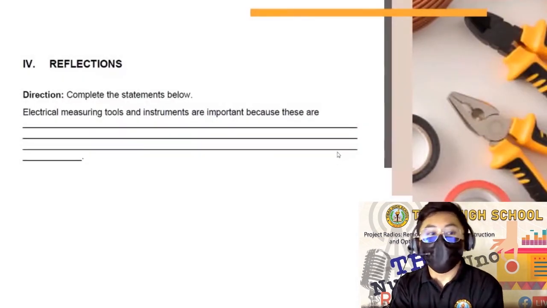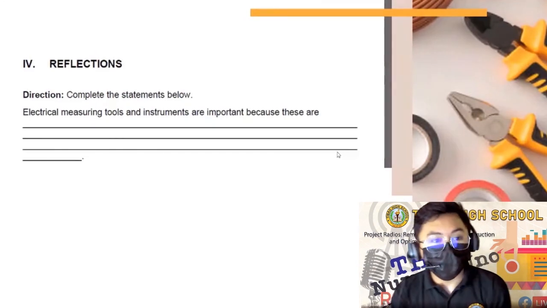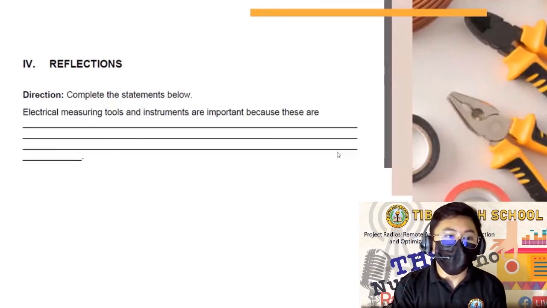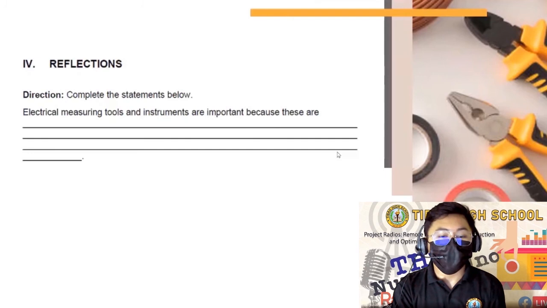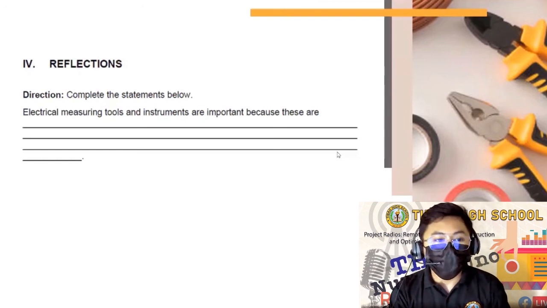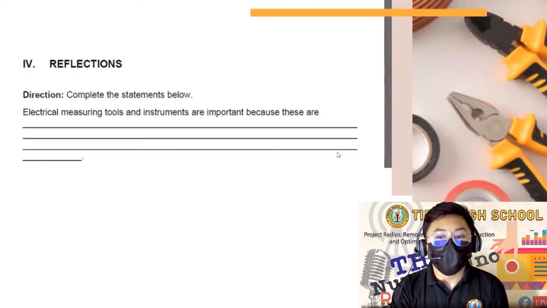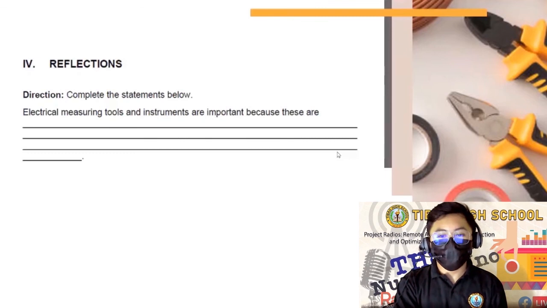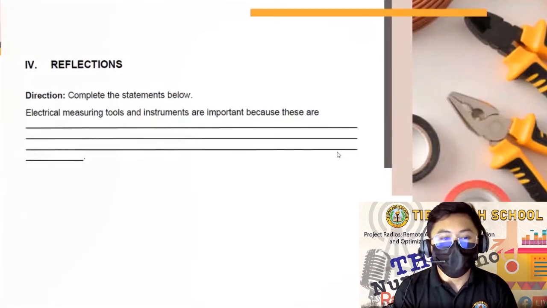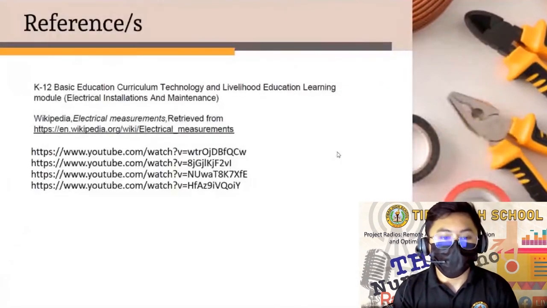And lastly, complete the statement below as your reflections. So, electrical measuring tools and instruments are important because these are, ayan, dugtungan nyo lang yung statement. Dito sa reflection naman, yung sagot nyo dito should be 5 to 8 sentences. Okay? Clear? Clear.